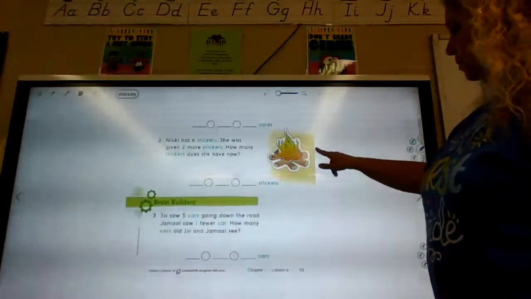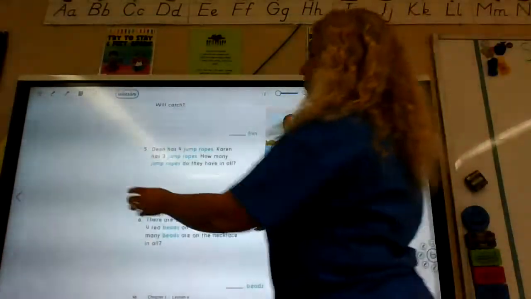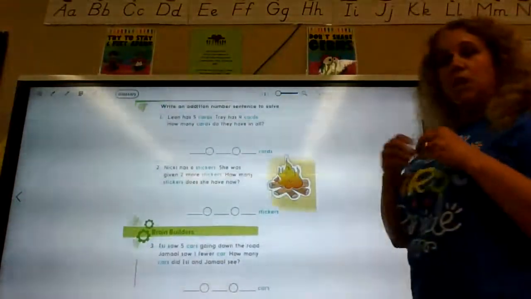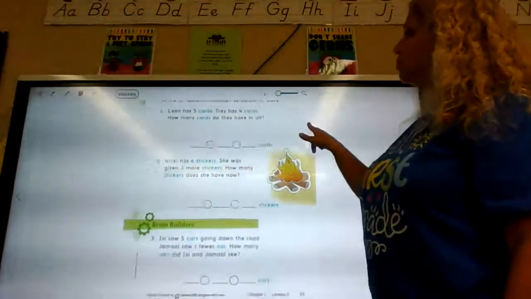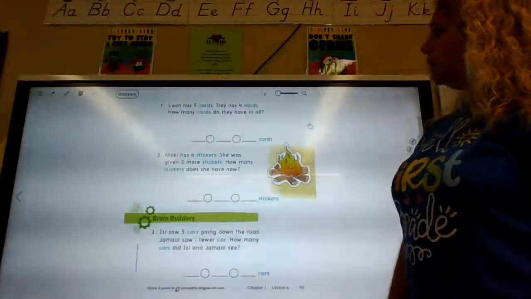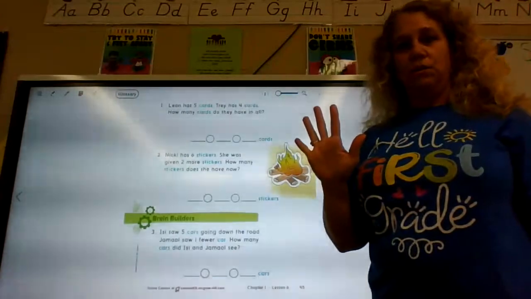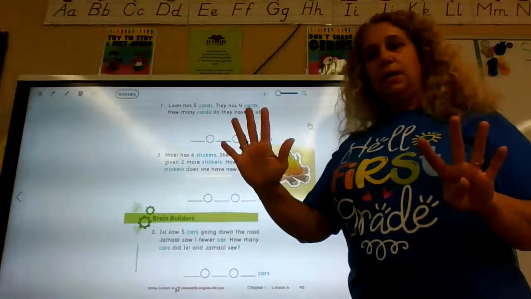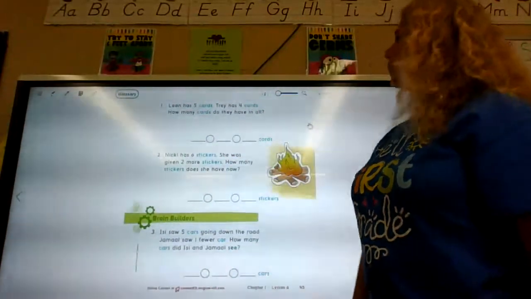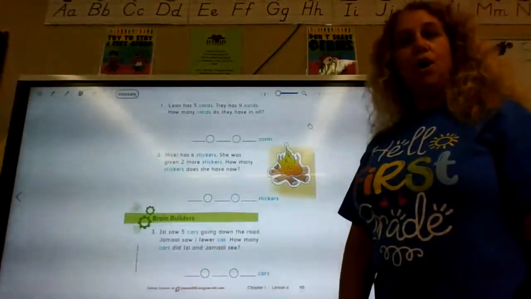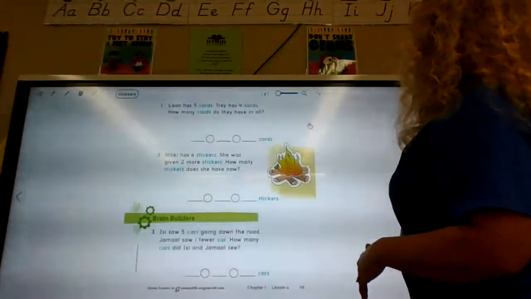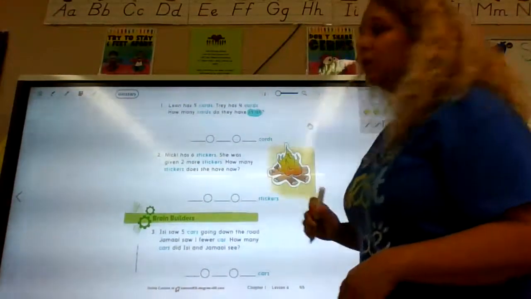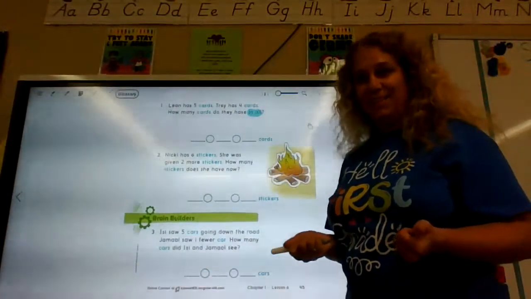Maybe, did I go too far? Nope, okay. Let's see this page. Okay, we're going to apply the strategy. So we're going to use a number sentence. Write an addition number sentence to solve the problem. Okay, Leon has 5 cards. Trey has 4 cards. Leon has 5. Trey has 4. How many cards do they have in all? There's a clue. I'm going to do this one more time. There's in all. So we're going to add to get the answer. We're going to do that plus.